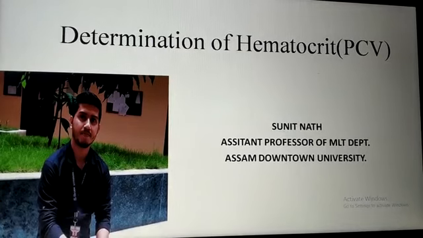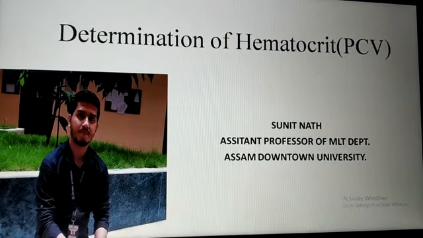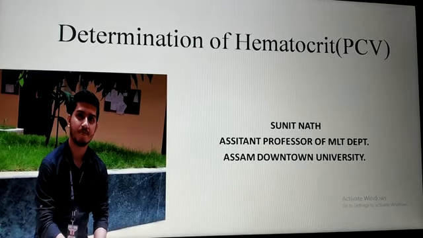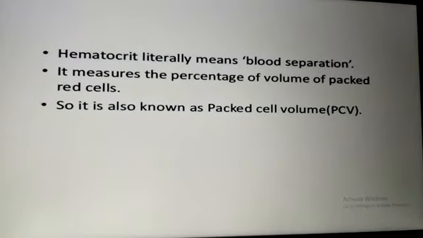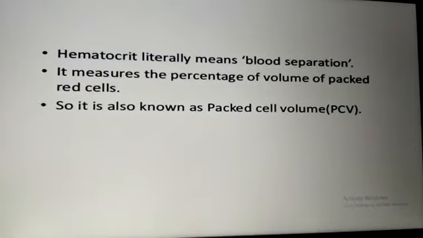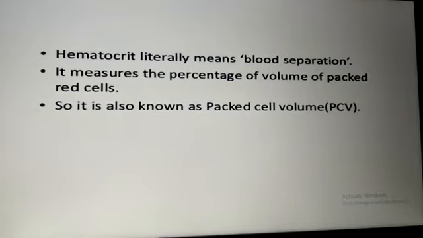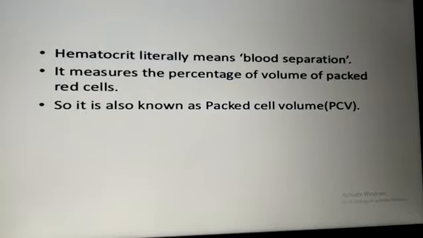Myself Sunit Nath. In this video, we study about PCV estimation, that means determination of hematocrit. PCV means packed cell volume. First of all, introduction. Hematocrit means blood separation, and it measures the percentage of volume of packed red cells. So it is also called packed cell volume or PCV.